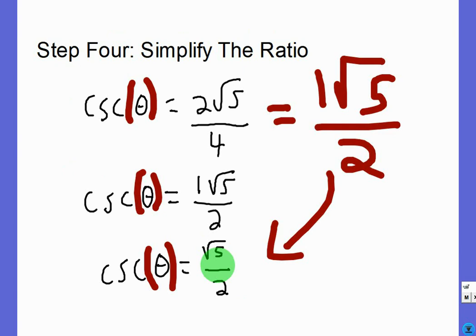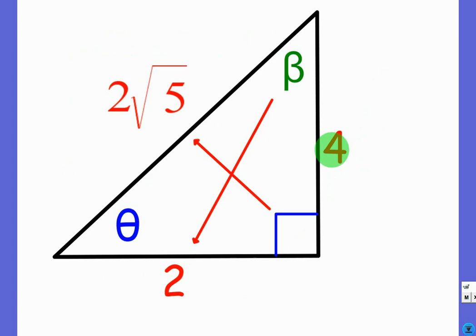Which is a decimal. I don't know exactly what it is. Let's see. It'd be a little bit bigger than 1, right? If you look back up at the triangle, you can see that this is a little bit more than 100% of that. So that's why it's bigger than 1.